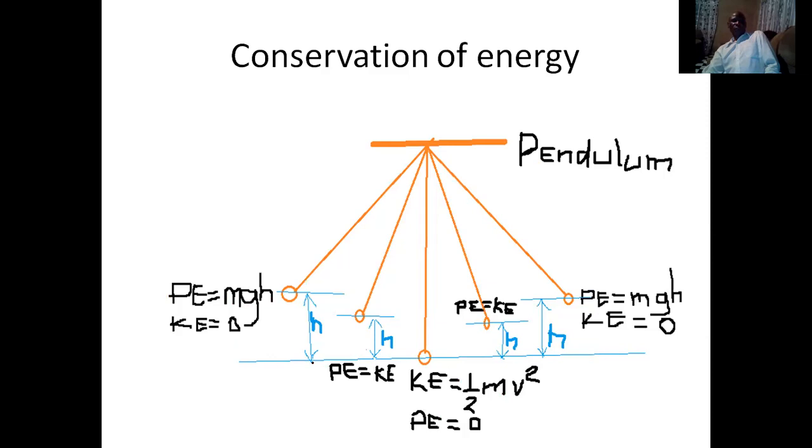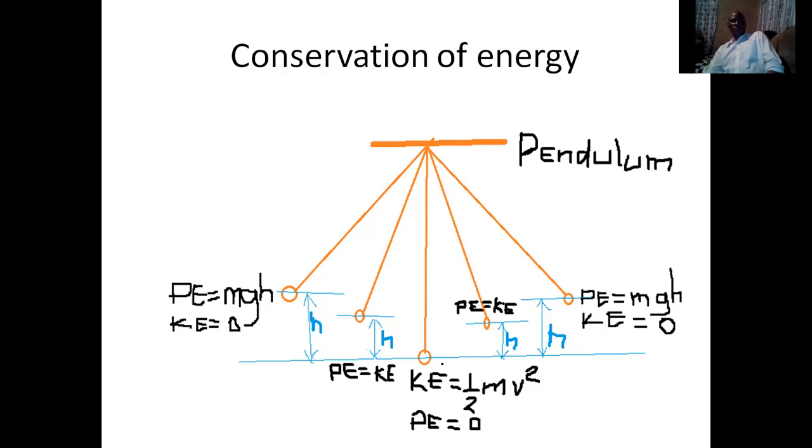While at that point, if it's not moving, before you release it, it will have zero kinetic energy, because kinetic energy has to do with movement. When you release the bulb, midway before it reaches this point here, it will have a similar amount of potential energy and kinetic energy.